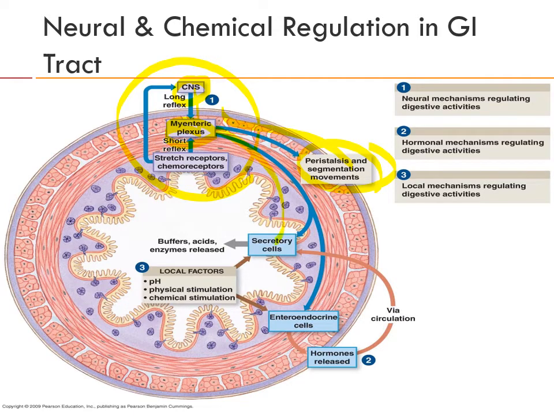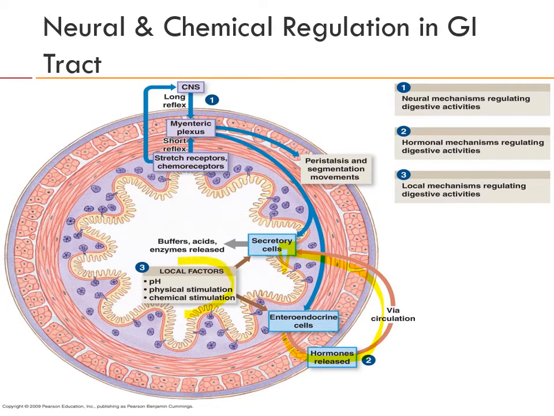It can affect secretion, so secretory cells, so secreting mucus, secreting digestive enzymes. And it can affect enteroendocrine cells, and those are the cells that are going to release our hormones. When the enteroendocrine cells release hormones, those are going to travel back to the secretory cells. I'm sorry, I know this is getting really confusing, but the enteroendocrine cells release hormones, and they can circle back and create secretion.